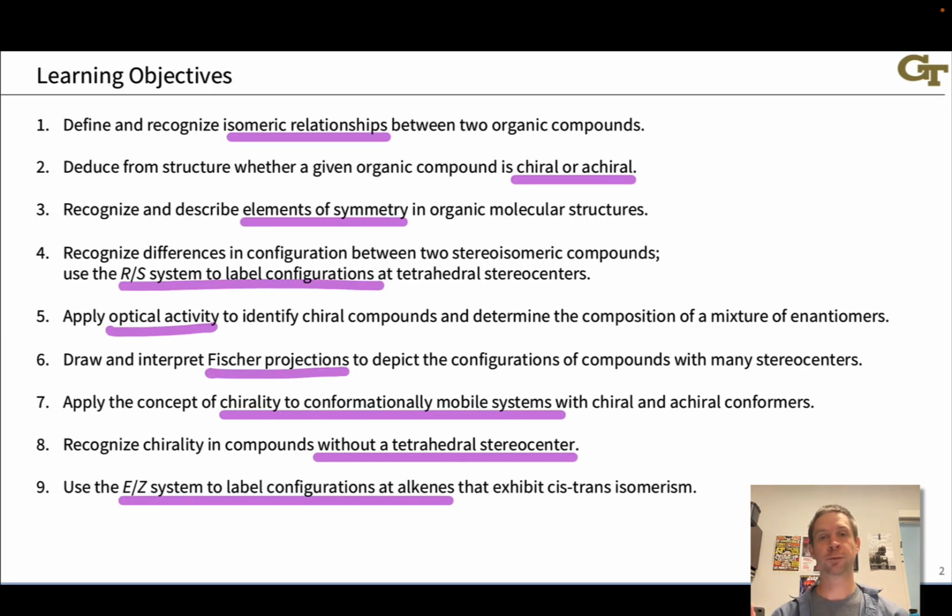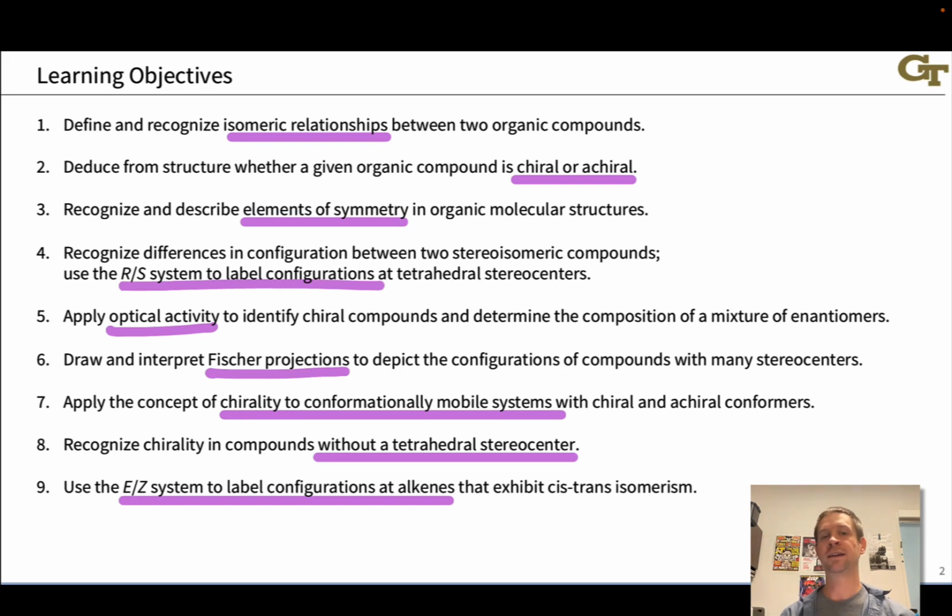So the overarching learning objectives, number 1 is define and recognize isomeric relationships between 2 organic compounds. So we're already familiar with the idea of constitutional isomerism, 2 compounds with the same molecular formula but different connectivity or constitution. In this unit, we're going to dig into compounds that have the same connectivity in 2 dimensions, but different positions of groups in 3 dimensions, stereoisomers, and we're going to develop sort of a unifying framework for thinking about isomerism that incorporates both connectivity and spatial positions, or what we'll call configuration.